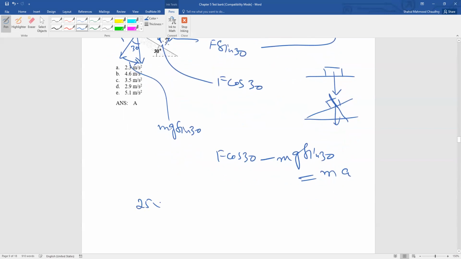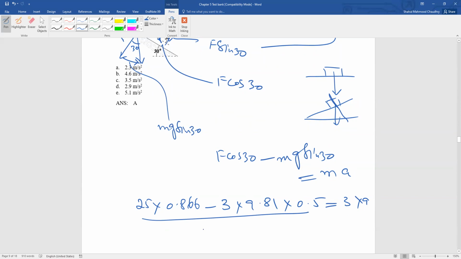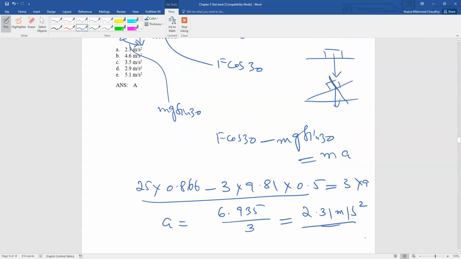Now you have all values. F is 25 into cos of 30, 0.866, minus M value is 3 into 9.81 into sine of 30, 0.5, is equal to 3 into A. So you can solve this one and divide it by 3. So you will get the answer 6.935 divided by 3. So this is equal to 2.31 meter per second square. So in this way, you will write the equation. So here the problem is what? The problem is writing this equation.